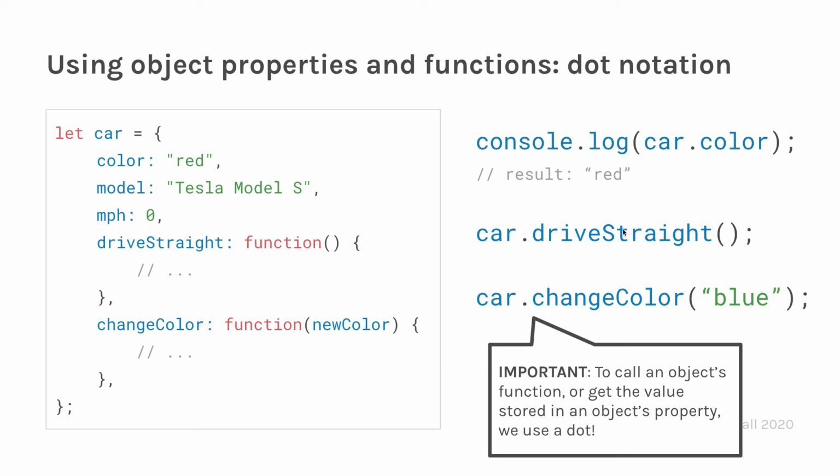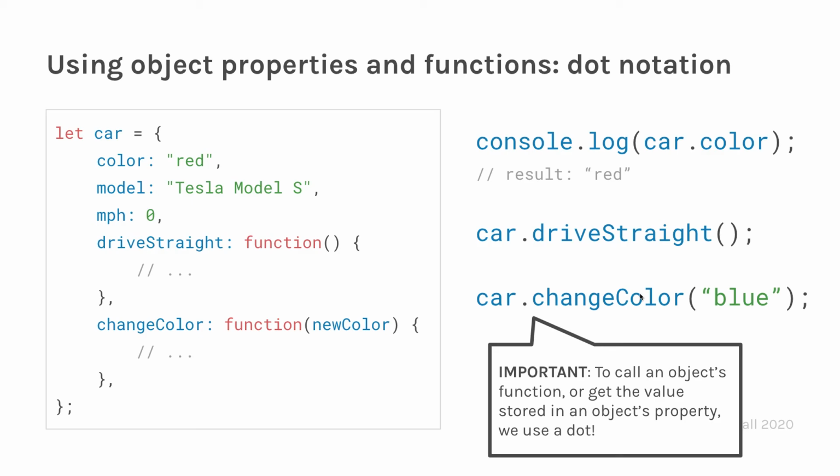If we wanted to drive straight, we do car.driveStraight, a function call with the parentheses, because it's a function, of course. If we call car.driveStraight, you can imagine your car goes straight or animates forward, whatever, in your game, if you're creating a game like this. Same thing for change color: car.changeColor, and then we pass in the string blue. So we're changing our color to blue. You could probably assume the color property is now going to be blue instead of red, whatever.